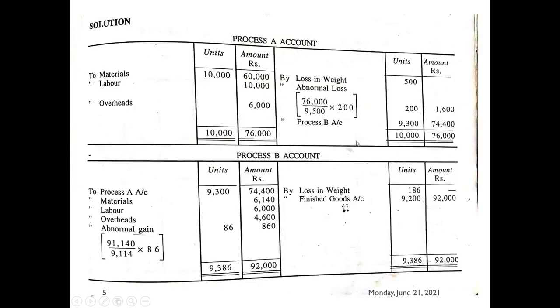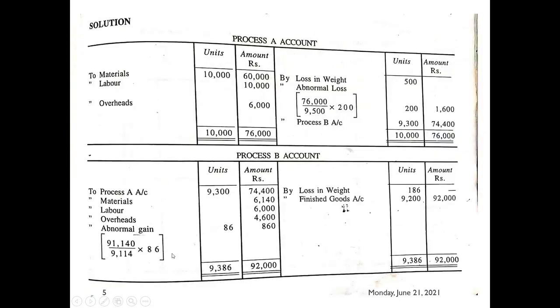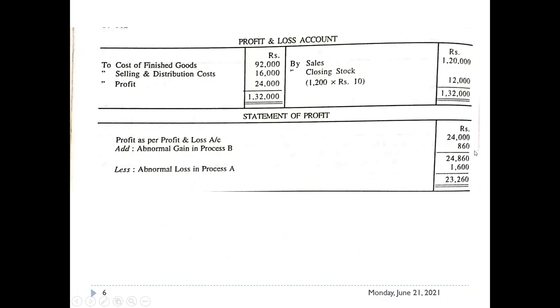Now you see there are some abnormal gain and abnormal loss also. So this should be adjusted. How? Profit as per profit and loss account, 24,000. So abnormal gain is to be added and abnormal loss will be deducted. Add abnormal gain, how much? 860. So this will be added with the profit. So abnormal gain add, and less abnormal loss in process A, 1,600. So ultimately our net profit is 23,260.